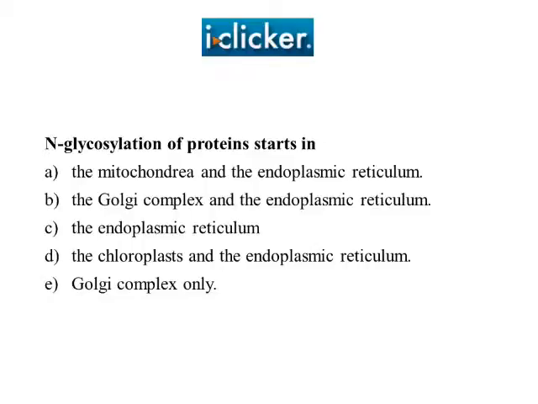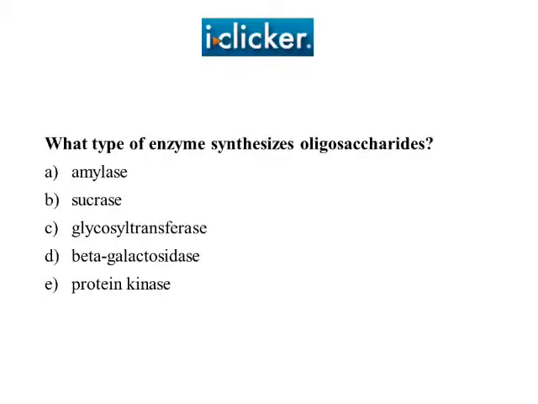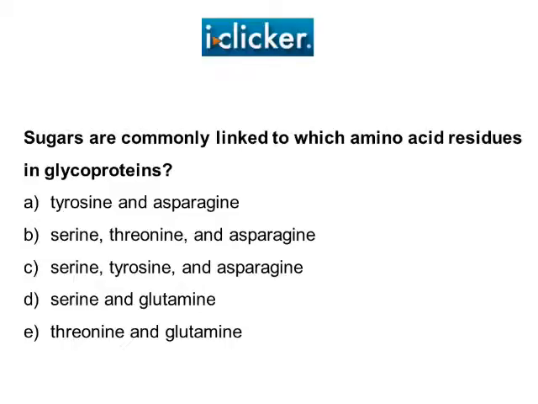Now they come. Okay, so those clicker questions are actually about carbohydrates. So let's start with our first one. Where does the glycosylation happen? How about what type of enzymes synthesize oligosaccharides? What class of enzymes? All right. Sugars are commonly linked to which amino acid residues in glycoproteins?